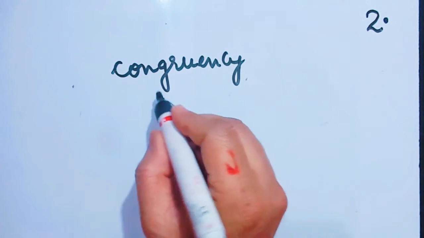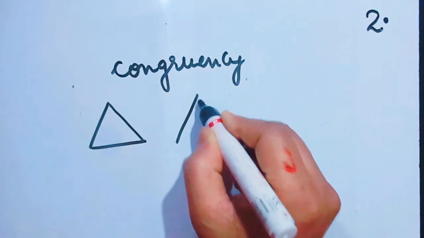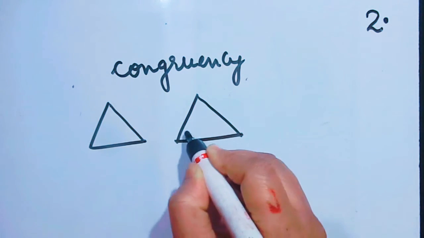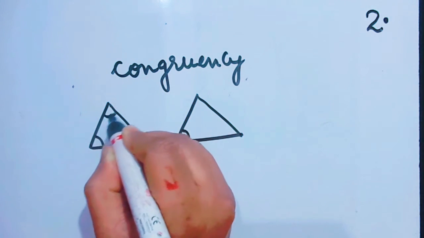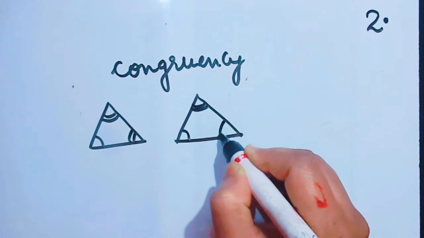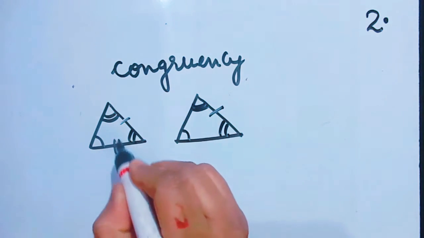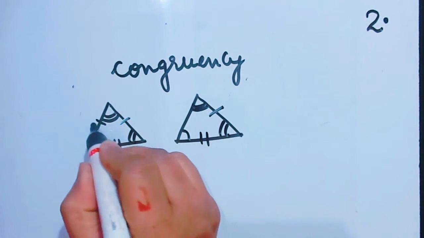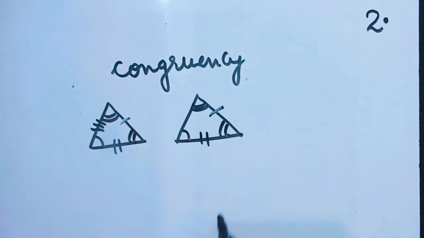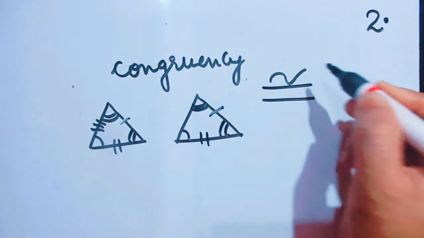So congruency means that the triangles should be equal in all respect. Means all the three angles of one triangle should be equal to the other, and all the three sides should be equal to the other, isn't it? So we say that these two triangles are congruent, and this is the symbol of congruency.